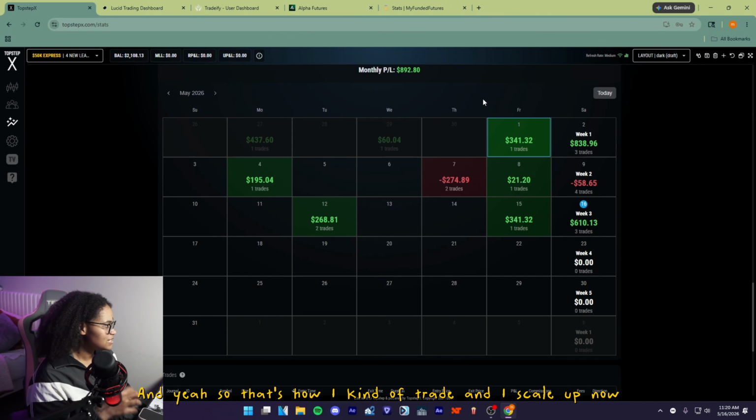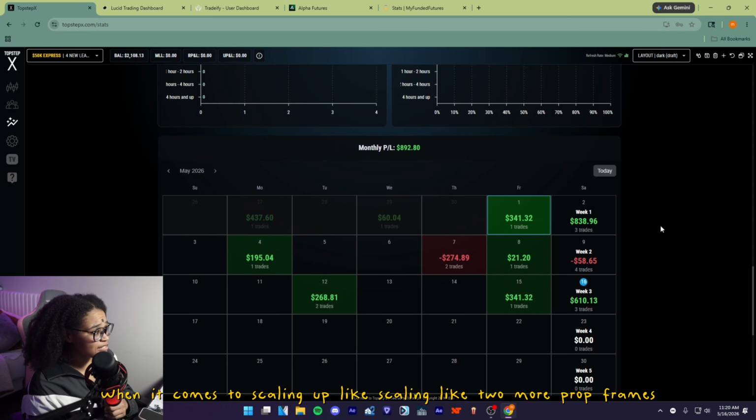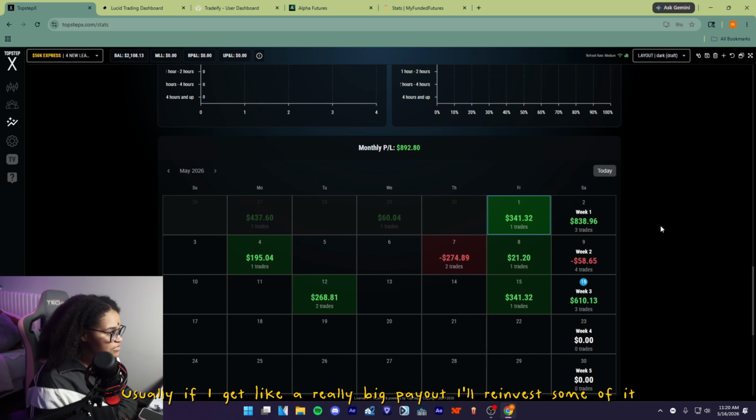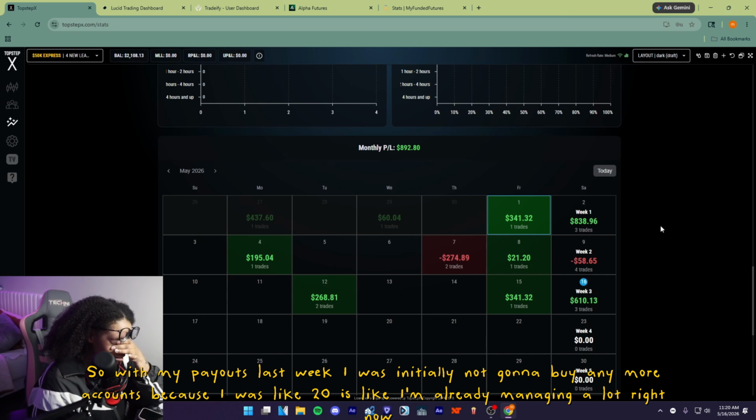And yeah, so that's how I kind of trade and I scale up. Now, when it comes to scaling up to more prop firms, usually if I get a really big payout, I'll reinvest some of it. With my payouts last week, I was initially not going to buy any more accounts because I was like, 20 is, I'm already managing a lot right now.